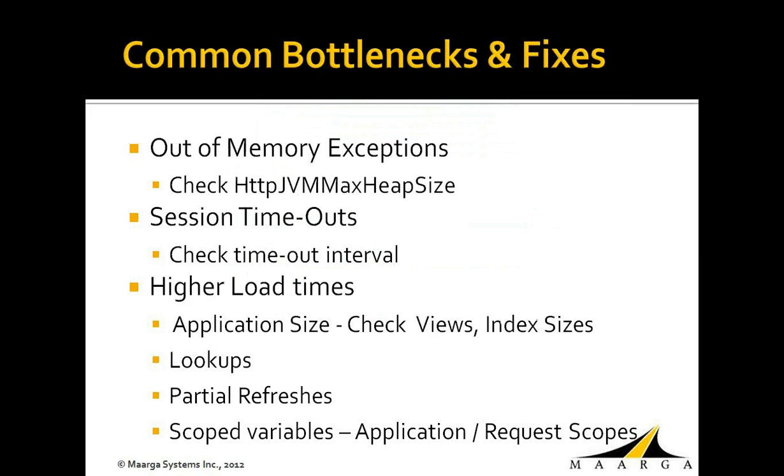We should see how well we can use these partial refreshes so that users are not annoyed about waiting too long to get some update on the screen, and how well we use scoped variables. We know there are different scope variables that can be used, like application, request, view, session, etc. In subsequent slides we will be touching more on how optimization can be done at the code level, and what different things can be done.